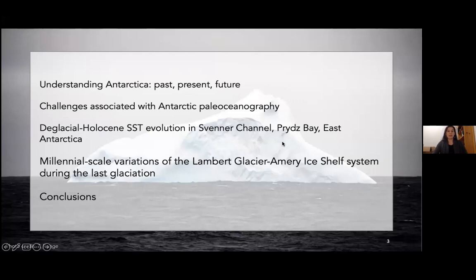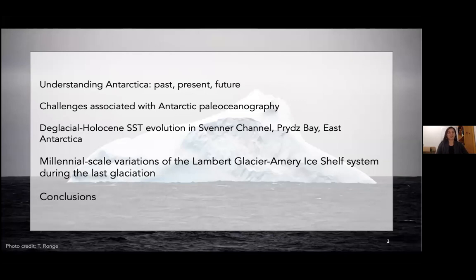And the rundown of the talk is as follows. We're going to start with an introduction about understanding Antarctica, past, present, and future, but we're not necessarily going to talk about that Antarctica in that order. Then we'll discuss the challenges associated with Antarctic paleoceanography, which is what I do. I'm a paleoceanographer, masquerading as a geologist.